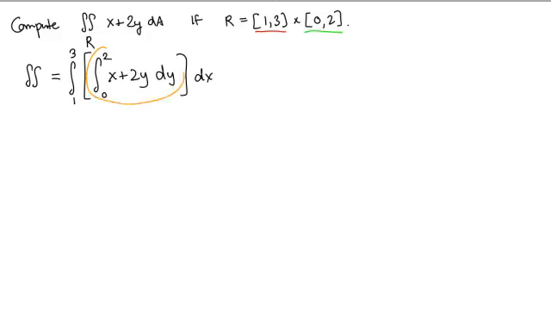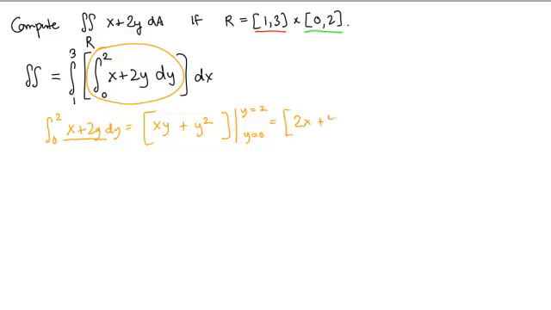Well, let's first focus on the integral on the inside. The integral from 0 to 2 of x plus 2y dy. Well, we'll find an antiderivative and then evaluate that between y equals 0 and y equals 2. An antiderivative of x plus 2y with respect to y would be xy plus y squared. If we plug in y equals 2, we're going to get 2 times x plus 2 squared. If we plug in 0, we're just going to get 0 plus 0. And so that will give us 2x plus 4 as the inside expression on the iterated integral.